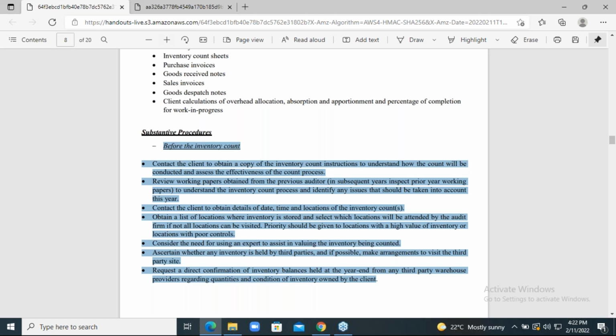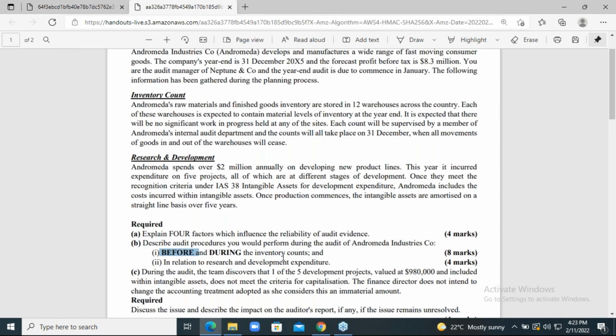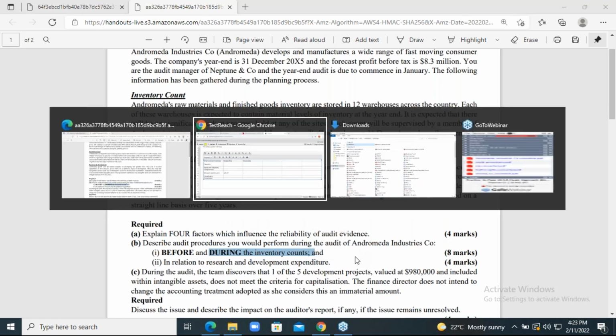If you see the question, there is no specialty and there is nothing special asked by the examiner. So these are generic procedures that are asked before, and then the examiner has asked you to produce during the inventory count procedures. Once again, straightforward question.